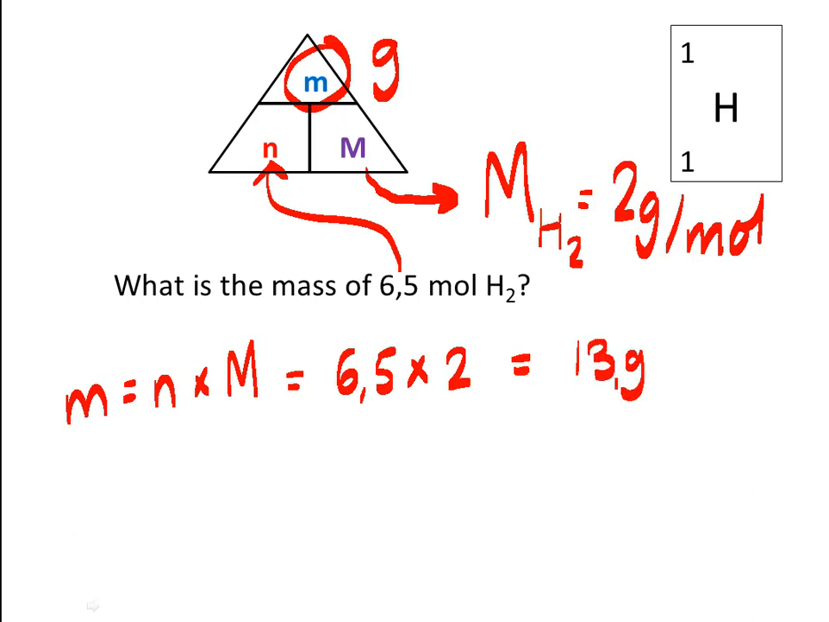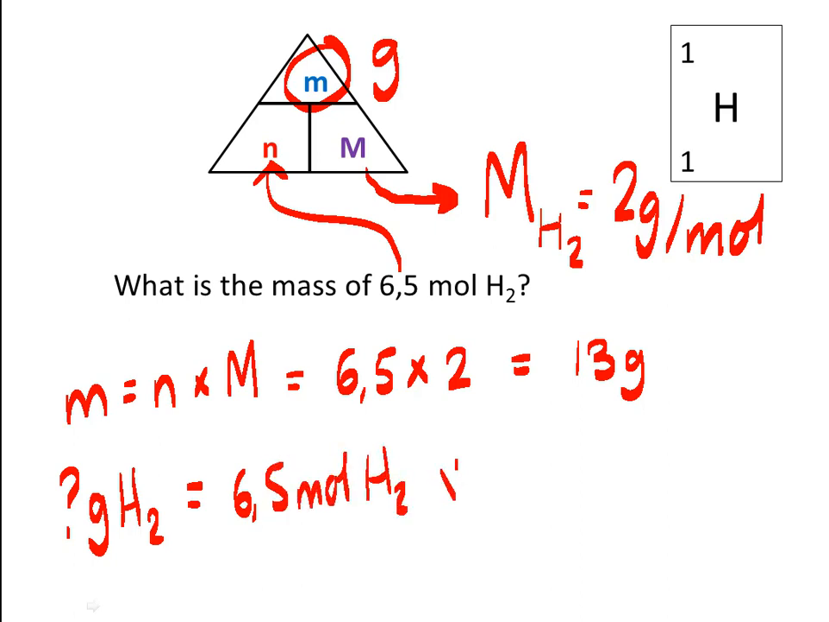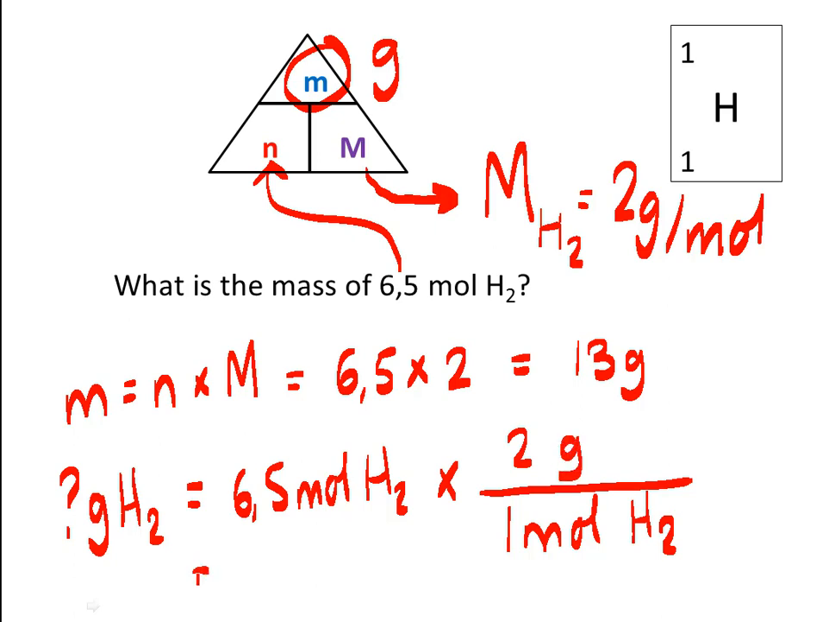Let's also do it with the unit factor method. We want to know how many grams of hydrogen do you have when you have 6,5 moles of hydrogen, H2, and we know that 1 mole of hydrogen, H2, has a mass of 2 grams, and therefore 6,5 moles of them have a mass of 13 grams. Doesn't matter which method you use, we see that is the final answer.